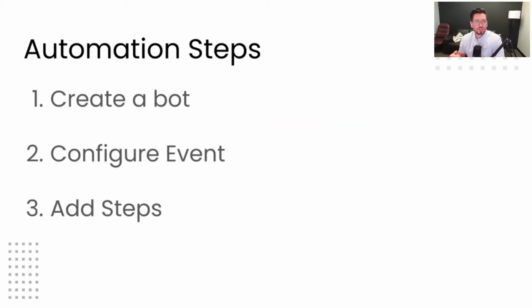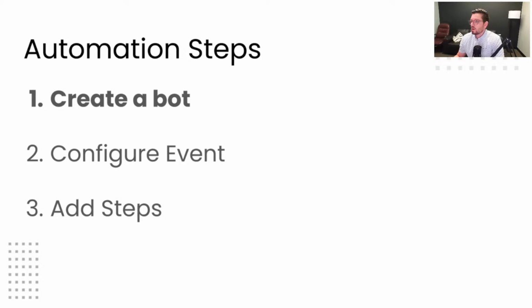Here are the automation steps that we're going to cover today. We're going to talk about creating a bot first. Next, we're going to look at configuring the event for the automation. And lastly, we're going to talk about how to add steps for that automation. So the first step is creating the bot.